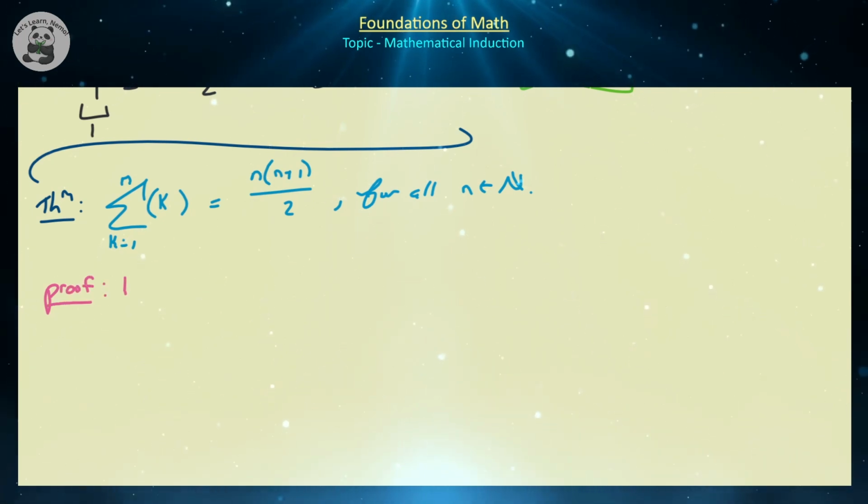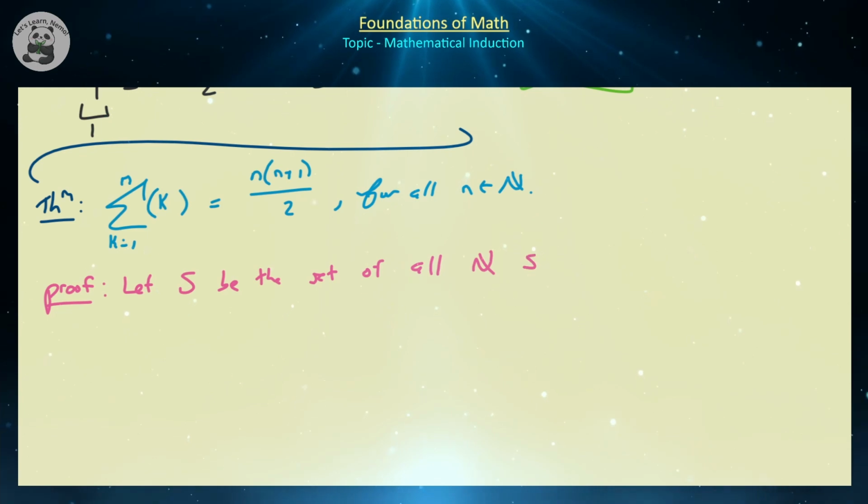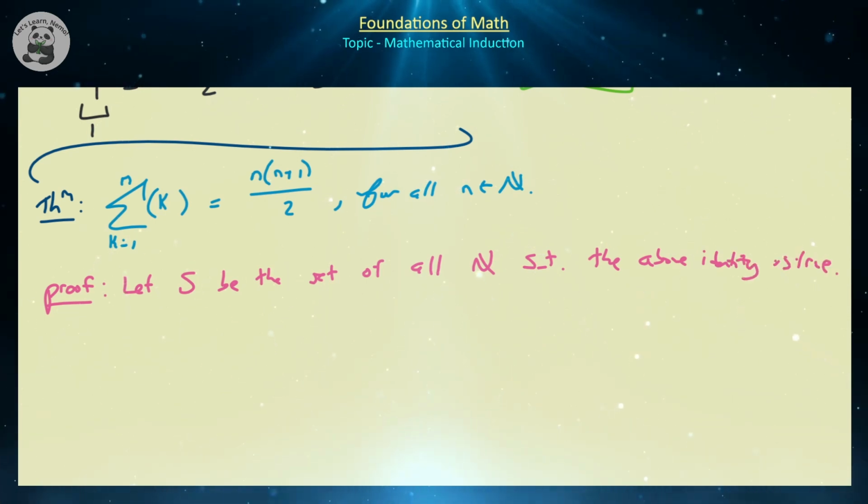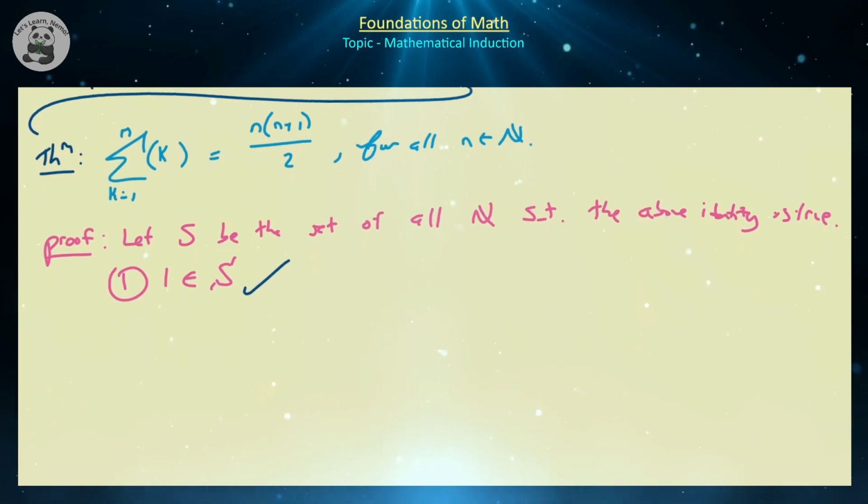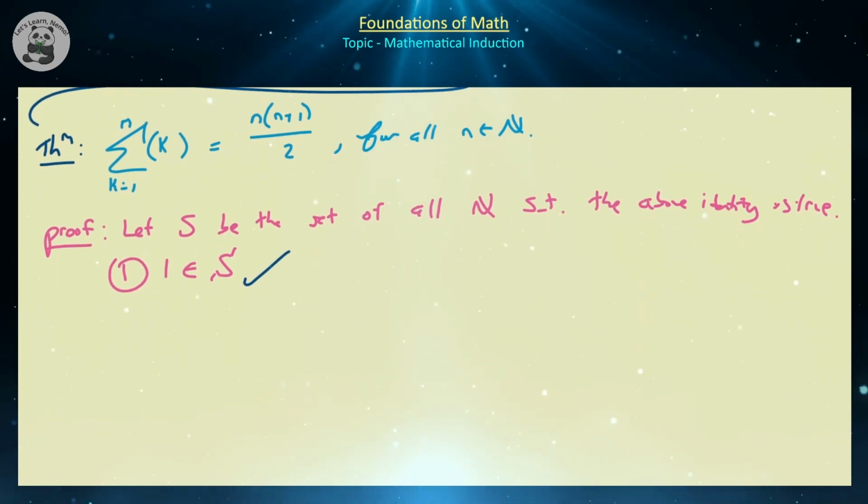So what we're going to do is let S be the set of all natural numbers such that the above identity is true. Firstly, we need to show that 1 is an element of S. We've already shown this to be true, so we do not need to show it, but if you want to be formal, you can state that here.